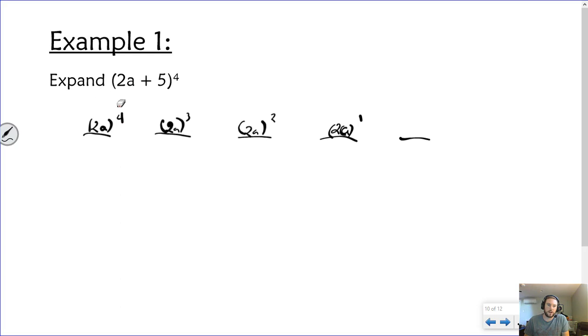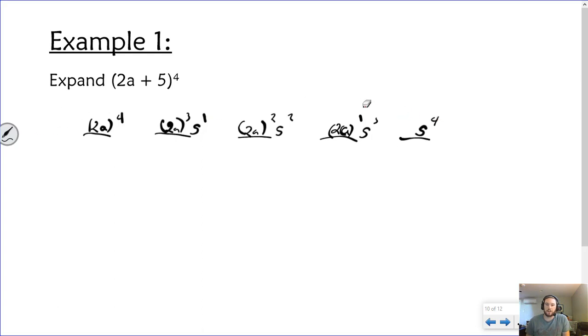And then same thing with the 5, right? So this is 5 to the 0. This is going to be 5 to the 1, 5 to the 2, 5 to the 3, and then finally 5 to the 4. And again, we can check to make sure that these are right because our exponents should add to give us 4 each time. So 4 plus 0, 3 plus 1, 2 plus 2, 1 plus 3, 0 plus 4.